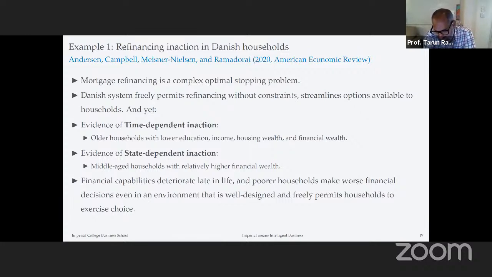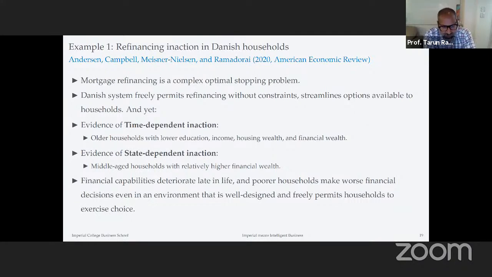Now, in Denmark, it's a system that is set up extraordinarily well. Indeed, the Danish system advertises itself as perhaps the best mortgage market in the world. So the Danish system freely permits mortgage refinancing without constraints. It doesn't place any constraints on households. The US system does. And it streamlines options available to households. And yet, in this market, we detect that there's evidence of all kinds of inactivity on the part of households.